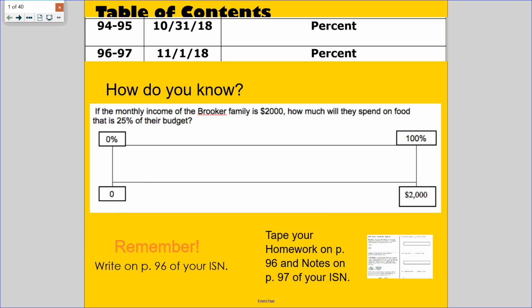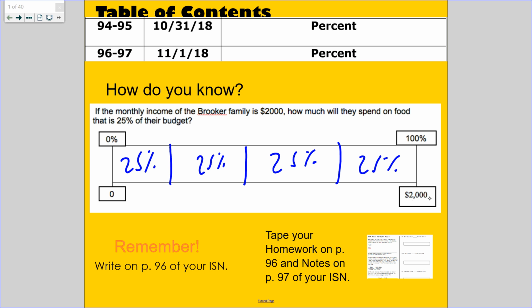So, Fraction Tower. We know that we could break this into 4 parts. So this represents 25%, 25%, 25%, 25%. If we have $2,000, how can I break this up into 4 parts? That would be $500, $500, $500, $500 for each part.